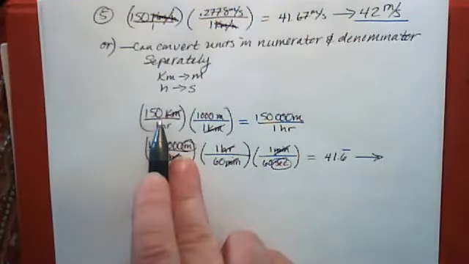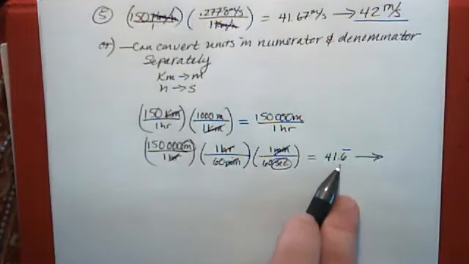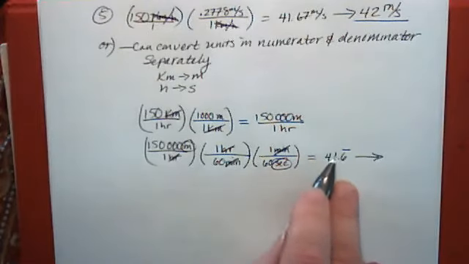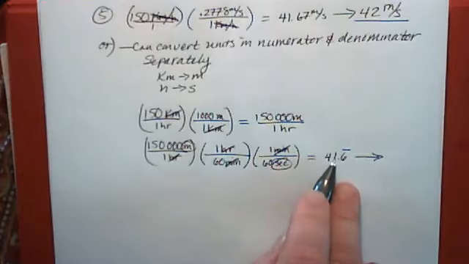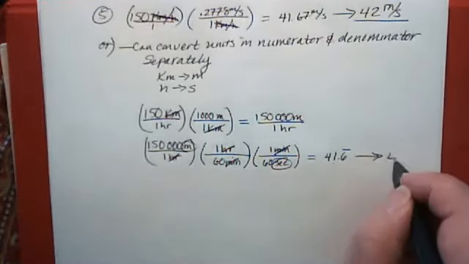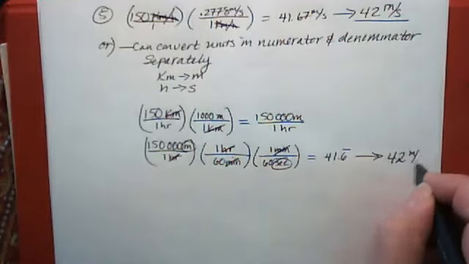150 with no decimal point. That's only 2 significant figures, so our answer needs to be 2 significant figures. That means 4 and 1 can stay, but 6 has to go. 6 is greater than 5, so the number before it has to become greater by 1. And what do you know? It's 42.